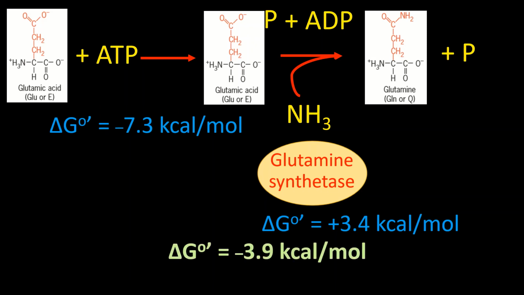Now, if we total the free energy changes of these two coupled reactions, the hydrolysis of ATP and the synthesis of glutamine, the overall change in free energy is now negative 3.9. This means that this reaction is now favorable, and the cell is able to make glutamine from glutamic acid and ammonia with the help of coupling that reaction to the hydrolysis of ATP. So this is the key, guys, the coupling of reactions.